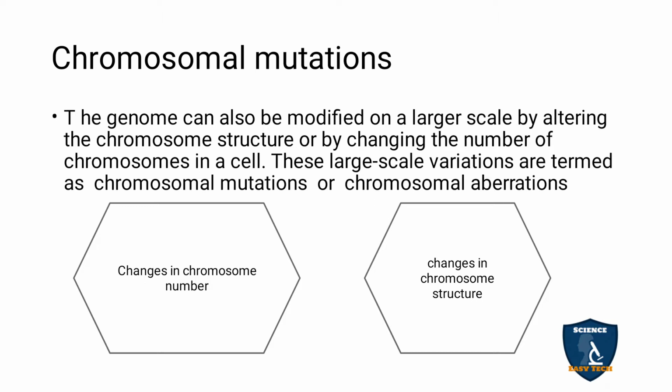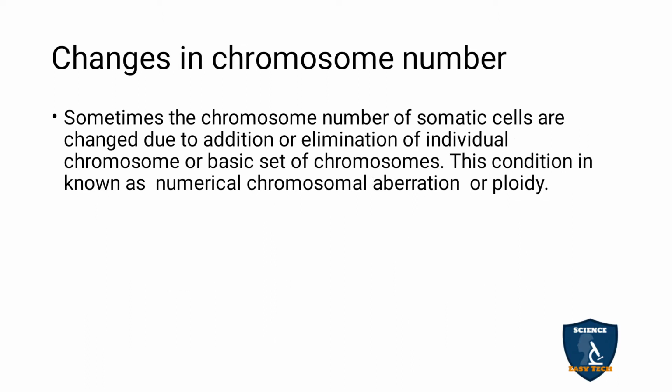An alteration in the number or structure of the chromosome is called chromosomal mutation or chromosomal aberration. So based on that, it is classified into two: changes in chromosome number and changes in chromosomal structure. Here we are going to see the changes in chromosomal number, which is known as ploidy.